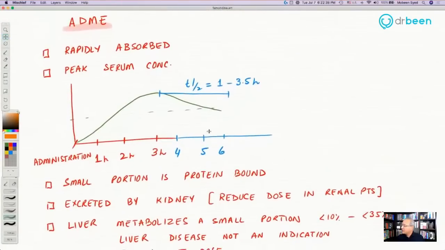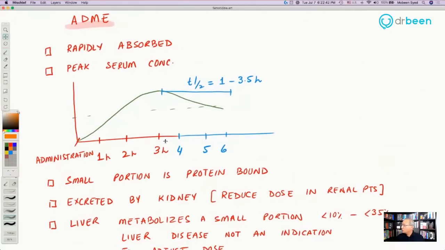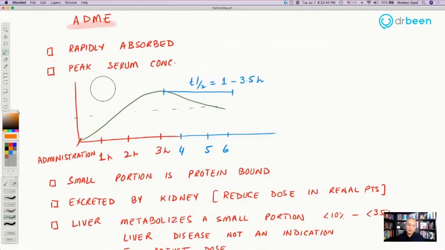Now let's look at the administration, metabolism, and excretion. So these drugs, the H2 antagonists, are rapidly absorbed when given by the oral route. They can be given parenterally as well. That means other than oral, for example, IV, but they are rapidly absorbed.